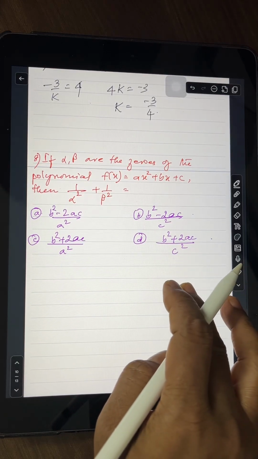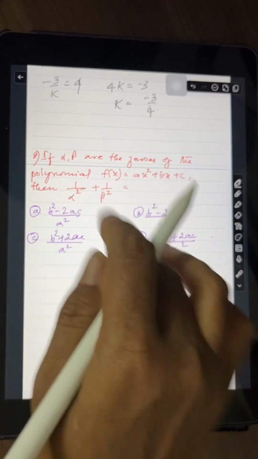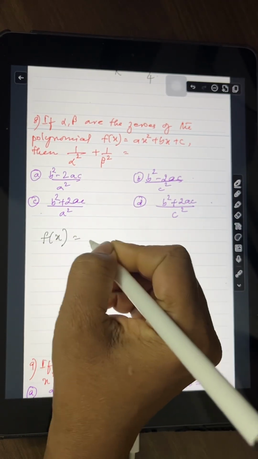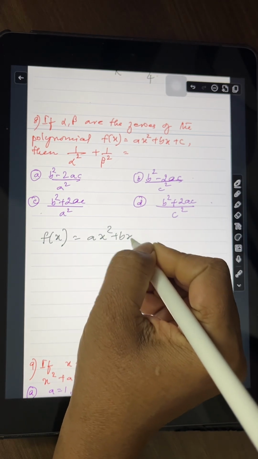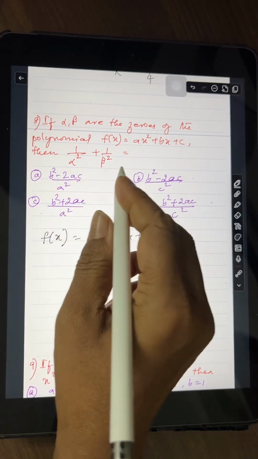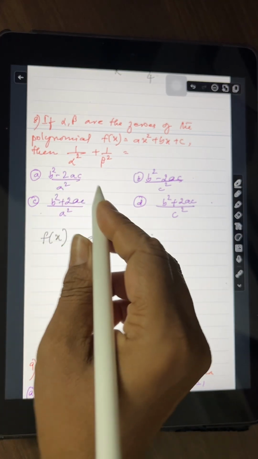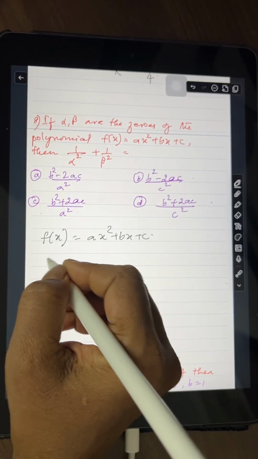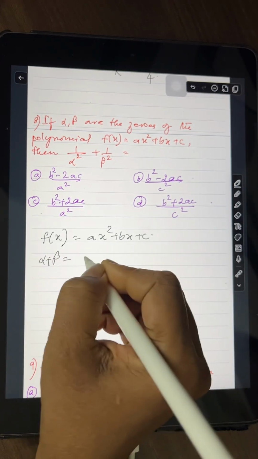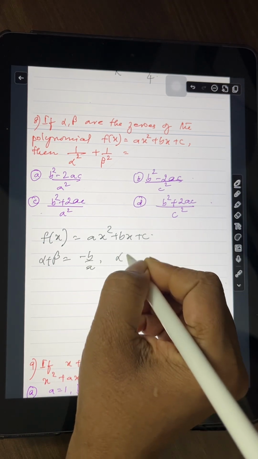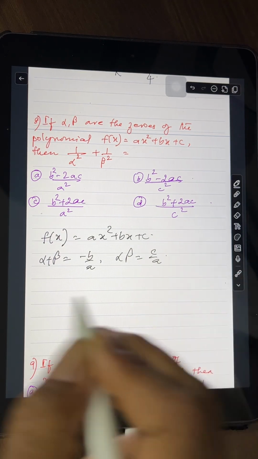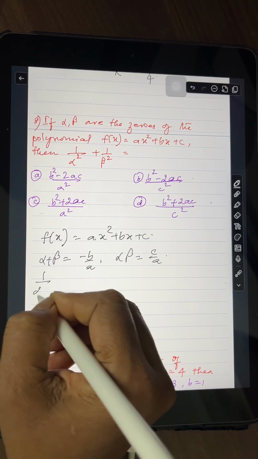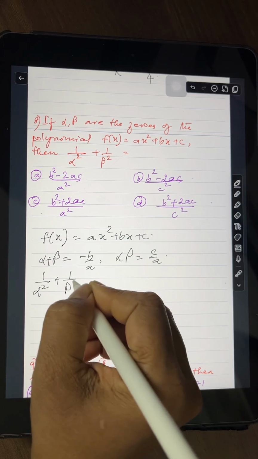Now the next one. If alpha and beta are the zeros of the polynomial. So which is the polynomial here? F of x is equal to ax square plus bx plus c. This is the polynomial. He is asking you to find 1 by alpha square plus 1 by beta square. So alpha and beta are the roots. So alpha plus beta is equal to minus b by a. Alpha beta is c by a. Now what you will have to do? Find out 1 by alpha square plus 1 by beta square.